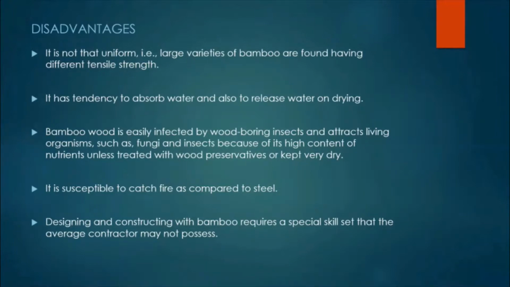Bamboo is prone to insect invasion, especially when not treated properly after harvest. Hazardous pesticides are used on some bamboo, including DDT. Untreated bamboo is prone to breaking down if it comes in contact with excess moisture. It is susceptible to catching fire as compared to steel. Natural variation in species and handling mean that it may be difficult for installers to accurately gauge the quality of bamboo material. Designing and constructing with bamboo requires a special skill set that the average contractor may not possess.